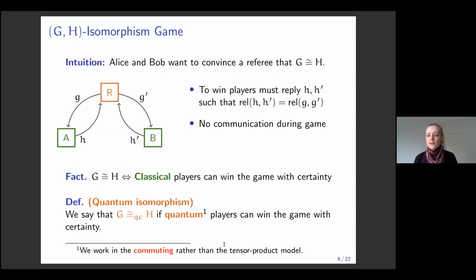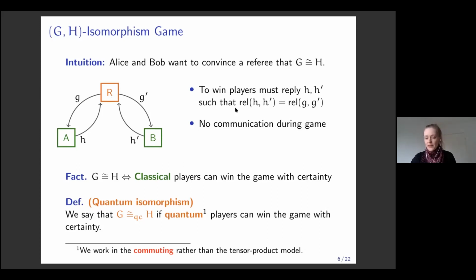Now, in order to talk about quantum isomorphism, we actually need yet another way to look at graph isomorphism. And this is going to be provided to us by a non-local game. For intuition, you can think that in this game, Alice and Bob are trying to convince a referee that two graphs are actually the same, that they are isomorphic. Now, how does this game go? So the verifier selects two vertices of graph G, sends one to Alice, another one to Bob. And the players need to respond with vertices from H. And the winning condition says that the answer vertices of H need to be related in the same way as the question vertices of G.